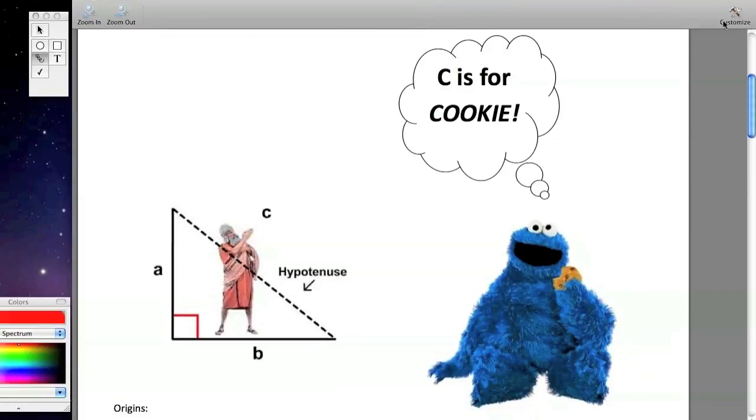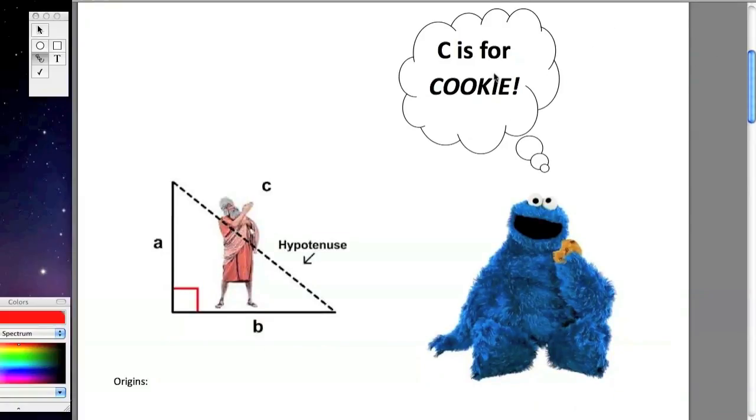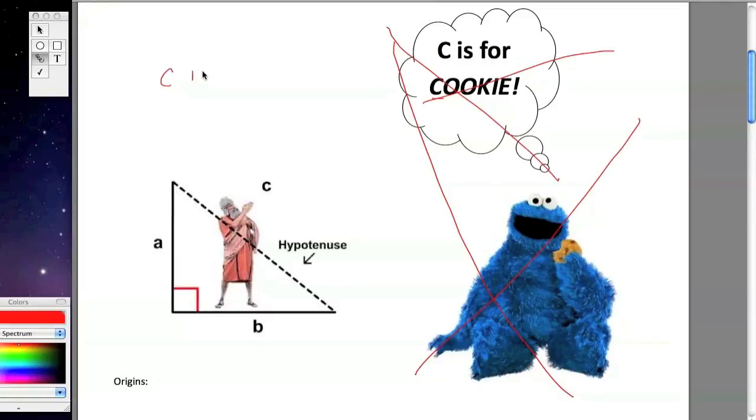For years now, you have been taught that C is for cookie by Cookie Monster and Sesame Street. I'm not saying that was wrong. Cookie does start with a C, as you can see. But for our purposes, we are not going to use this any longer. C is not for cookie. C is for hypotenuse. Okay? So C is now for hypotenuse.